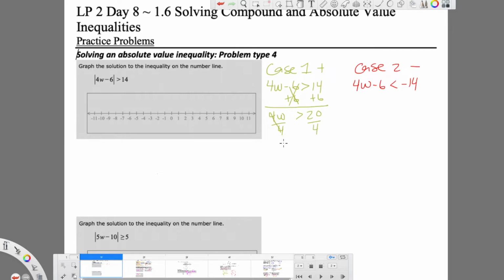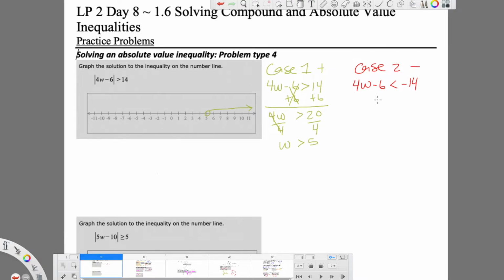So 4 divided by 4 cancels, and I get w is greater than 5. This is greater than, so it means it's going to be an open dot on 5, and it's going to be greater than this amount, so it's going to go to the right. And then we're going to do this second case here.